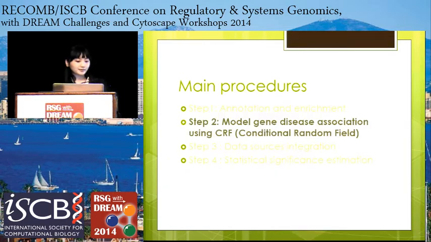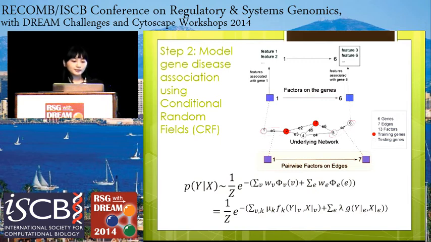The second step is modeling the gene and disease association based on the features we just got from the enrichment and also the online network. Let's suppose we have a smaller network with 6 genes and 7 edges here. The usual CRF model will be parameterized based on the cliques we have.